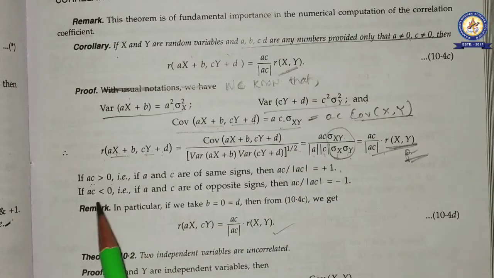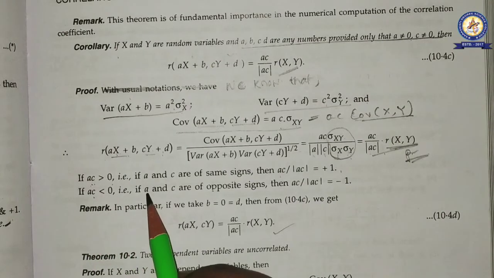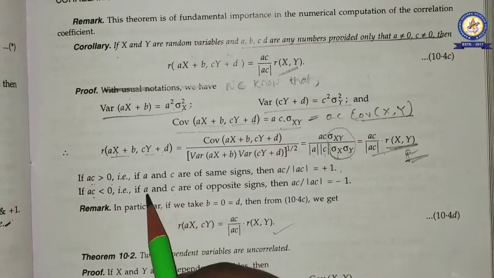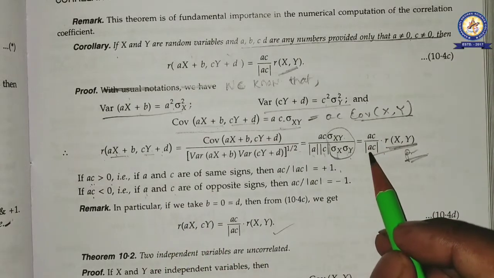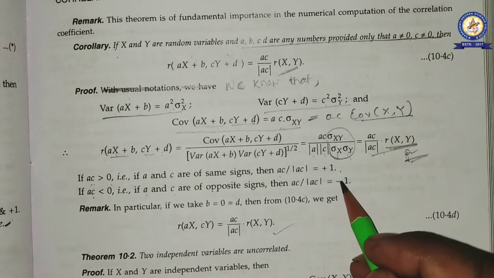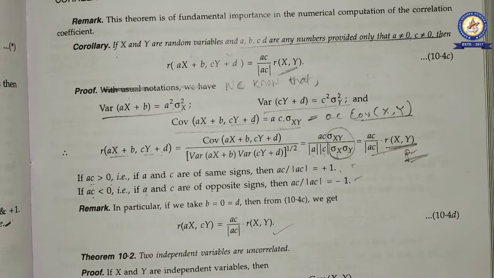Okay, now AC less than 0, how will it be? A will be plus, C will be minus, or A will be minus, C will be plus. So the numerator will be minus and the denominator will be plus, and we are going to get minus 1, right? So these two conditions you have to write down in your note also.